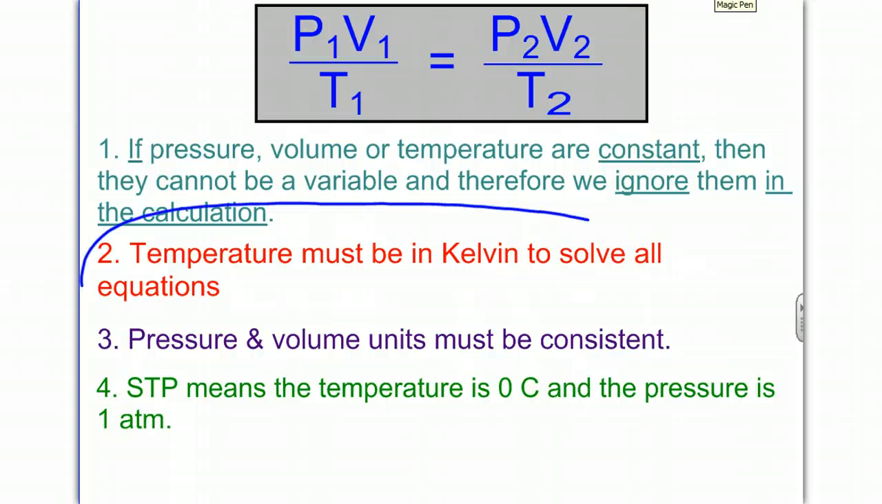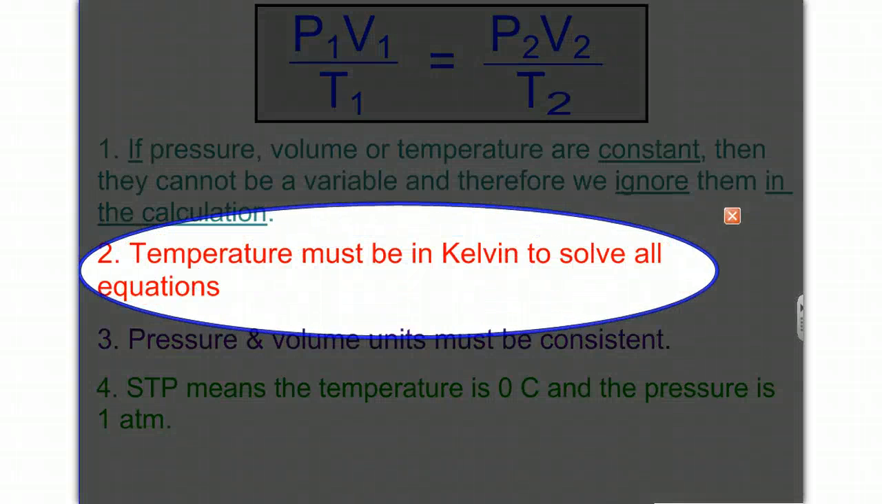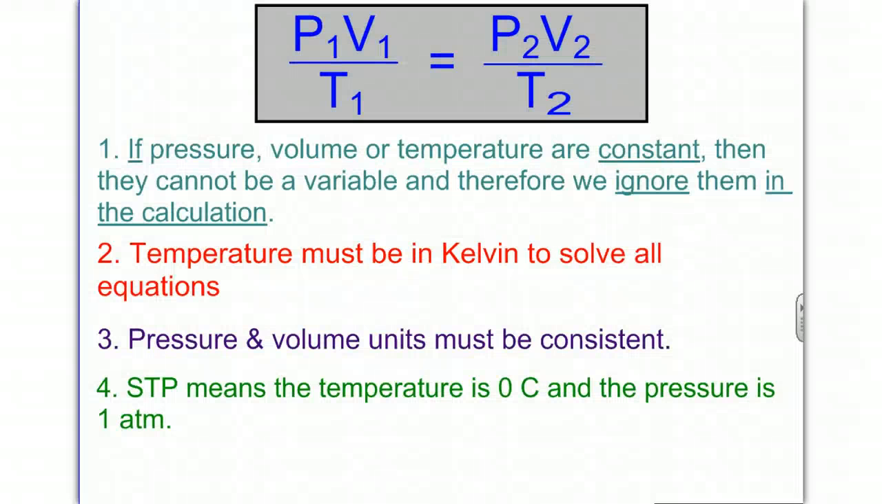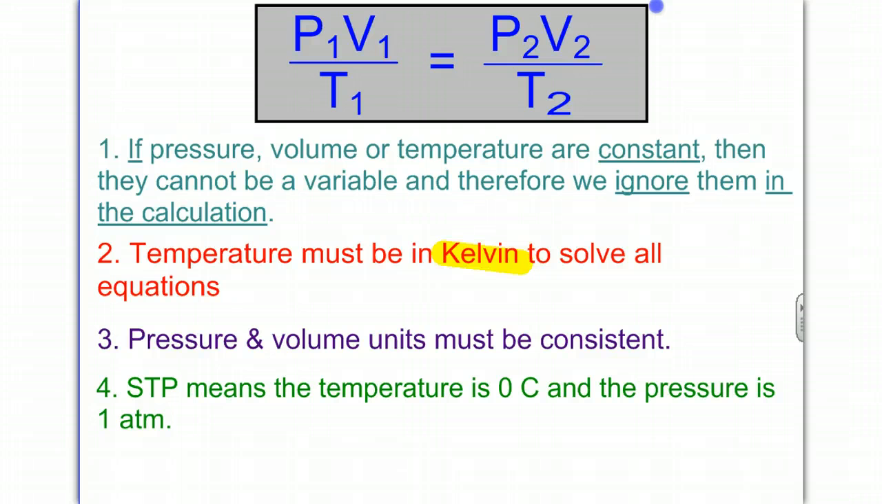The second rule, probably one of the most important: all calculations must have Kelvin as the temperature's unit. So you cannot perform the calculation unless your temperature is in Kelvin, and I will highlight this because it's that important. Temperature must be in Kelvin. Temperature must be in Kelvin to solve all equations.